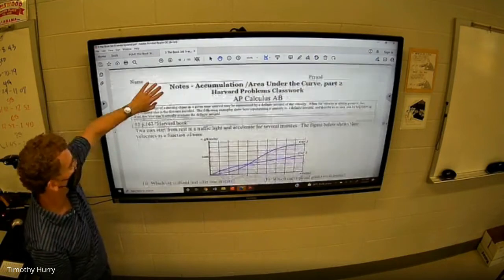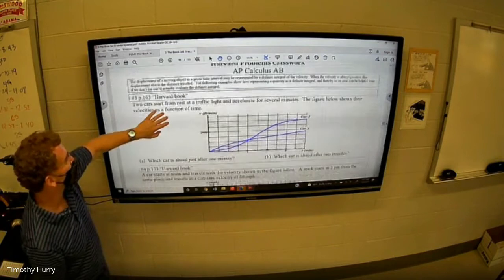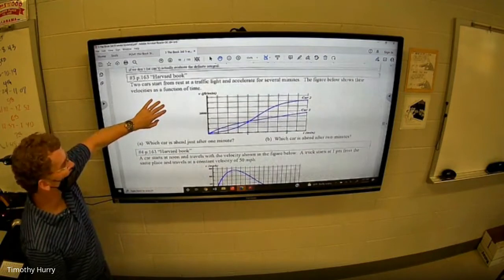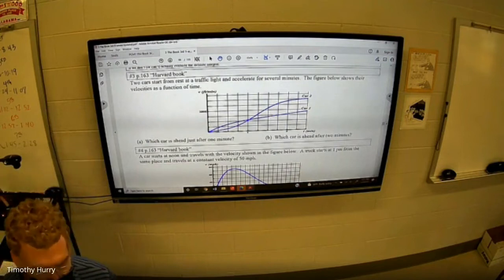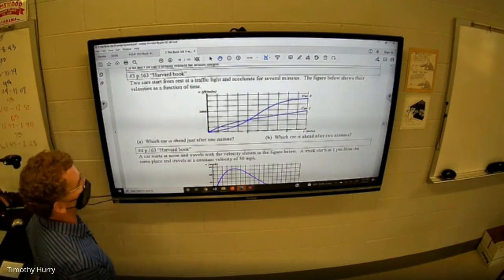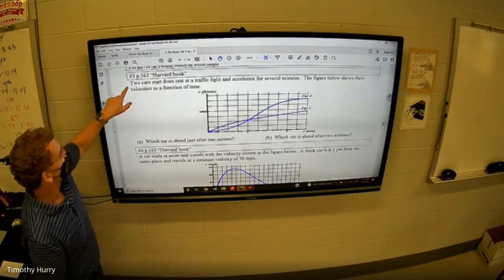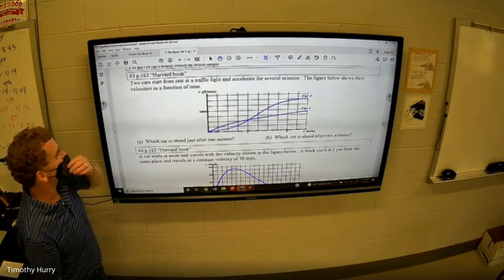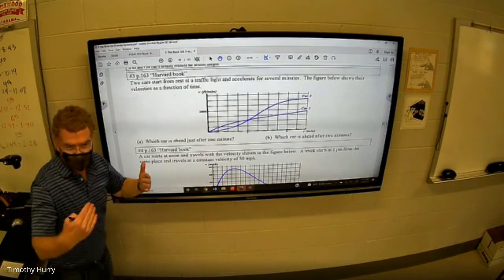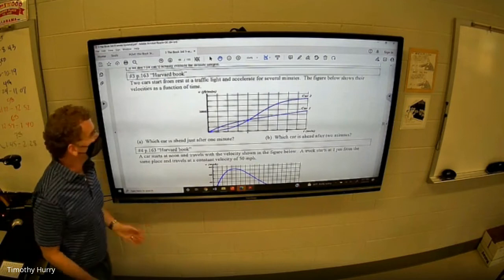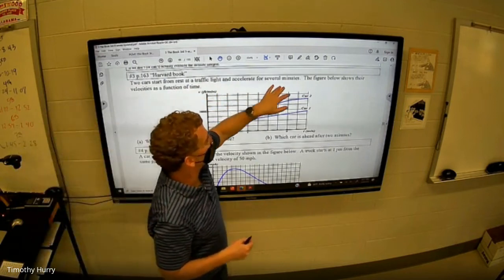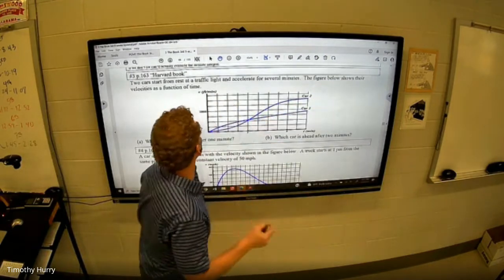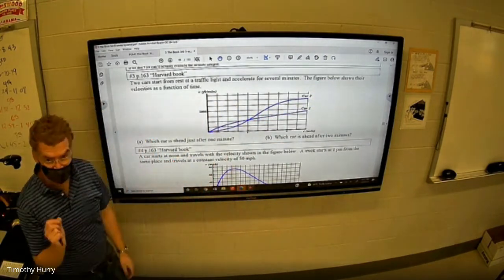I'm going to jump to where we are today. So here's an example of how this accumulation might be thrown into a problem. This is not a great AP style question, but it's a decent question to help you think. So here we go. Two cars start from rest. So they're basically stopped, same place, and they take off at a traffic light, and they accelerate for several minutes. The figure below shows their velocities.